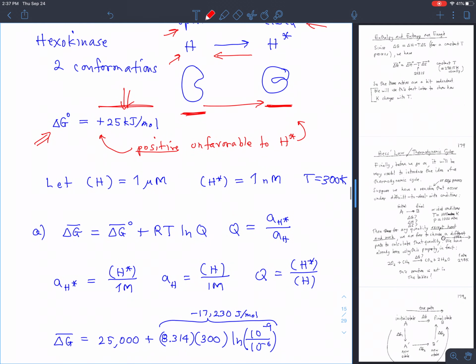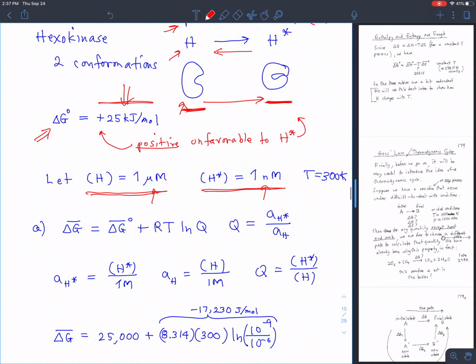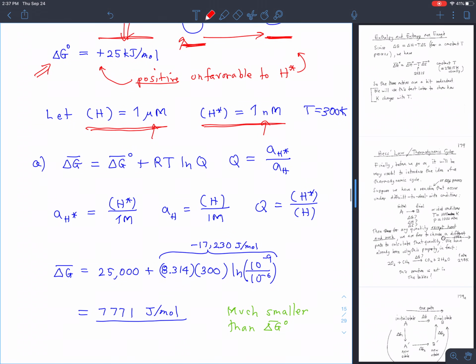All right. So now we say, let's suppose the hexokinase concentration, the actual protein concentration for the open state here is 1 micromolar, 10 to the minus 6 molar. And the closed state has a much smaller concentration, only 1 nanomolar. Then let's calculate what the delta G, the driving force, will be when we're under these conditions.